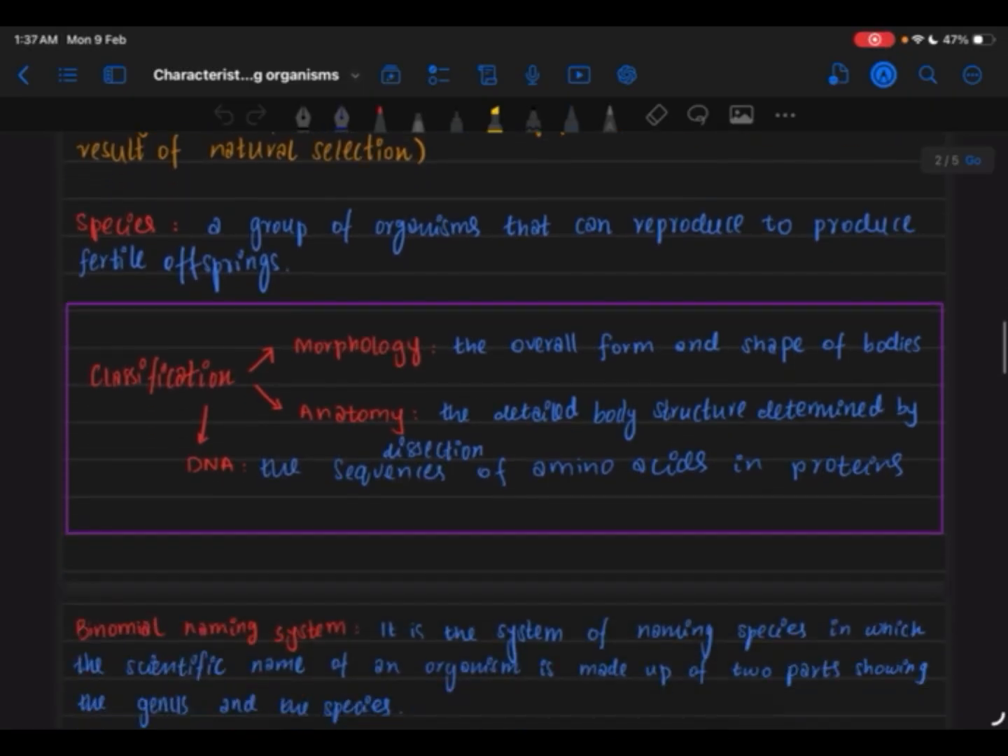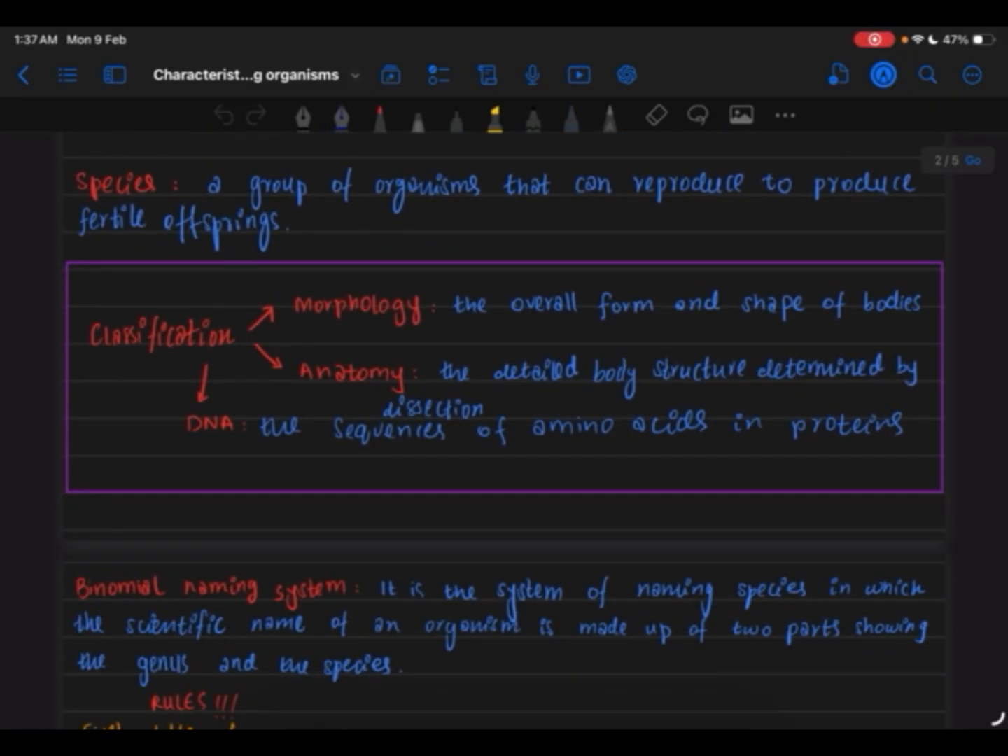Okay, so moving on to different types of classifications. We have classification based on morphology, classification based on anatomy, and classification based on DNA. Now these three are all super simple, but the most reliable one is classification based on DNA. I'm sure you guys have heard of DNA. It's the sequences of amino acids and proteins. It contains genetic information, all of that.